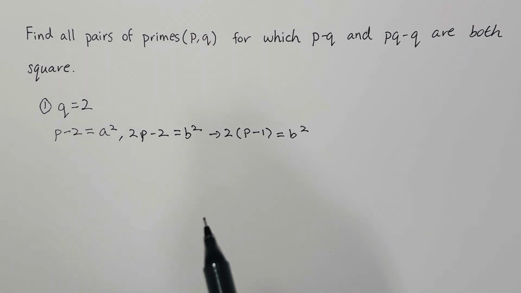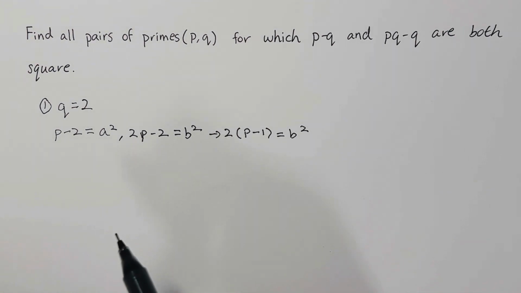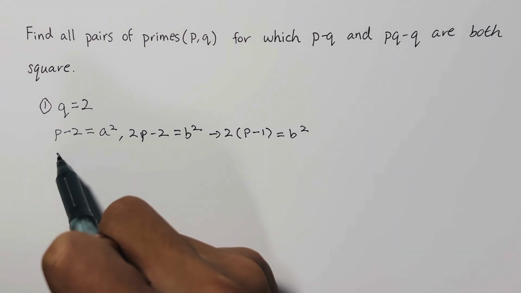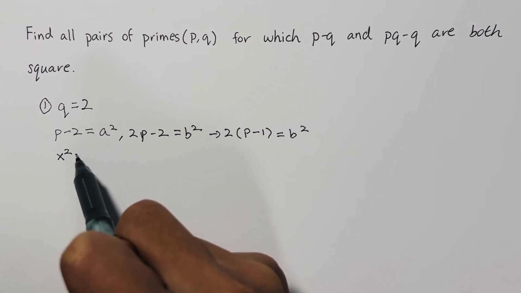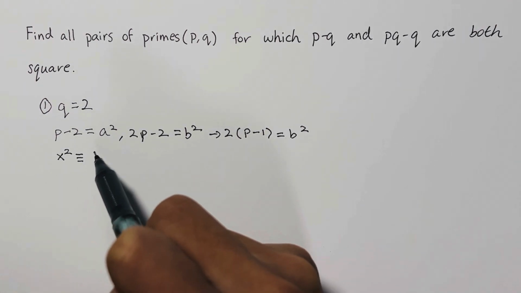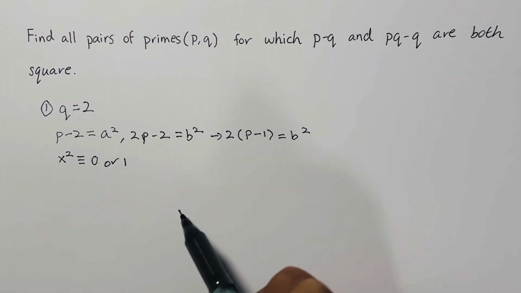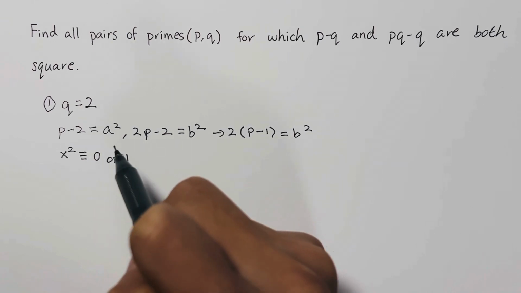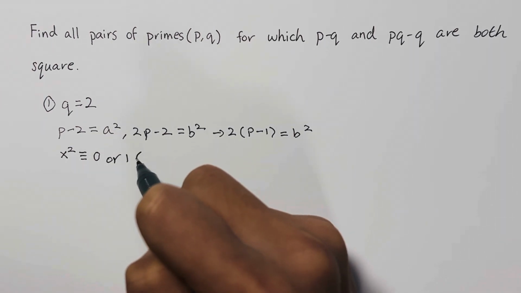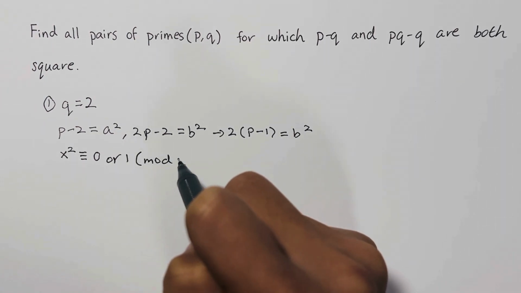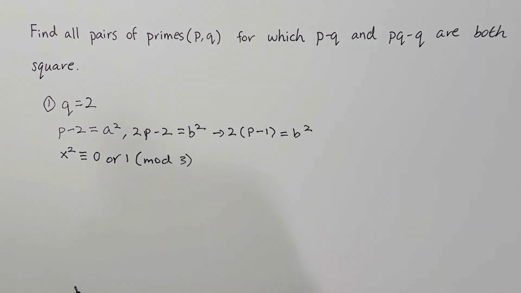Well, we can look at these modulo 3. Why 3? Because squares modulo 3 are quite restrictive. If we have a perfect square, call it x squared, it must be congruent to 0 or 1 mod 3. You can never have a square congruent to 2 modulo 3.